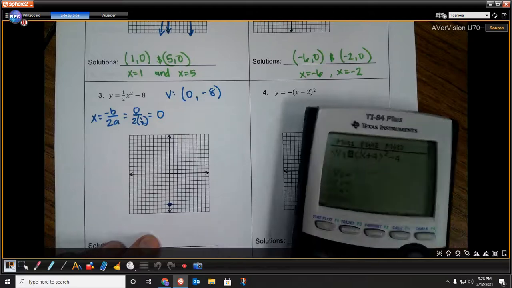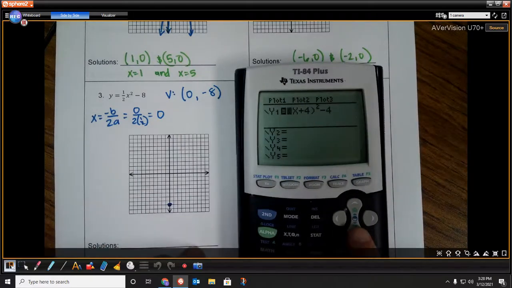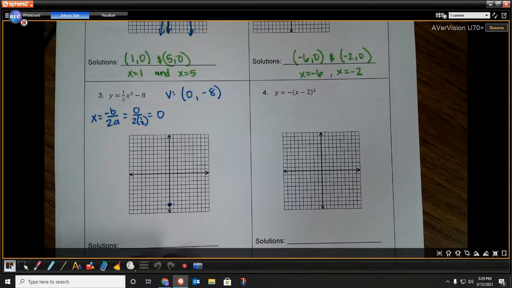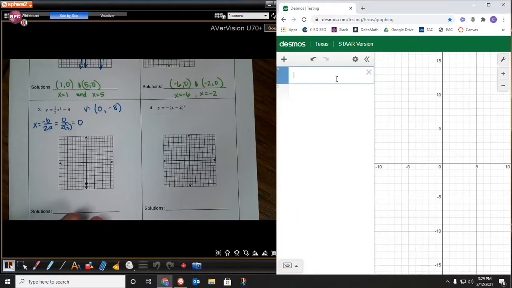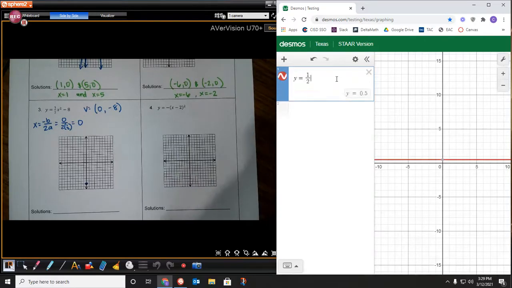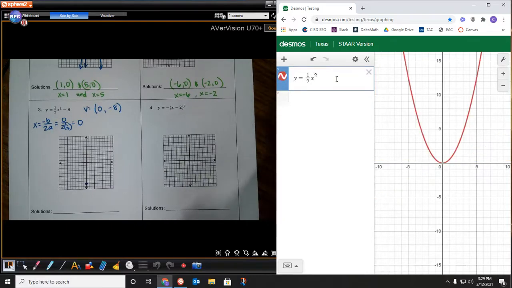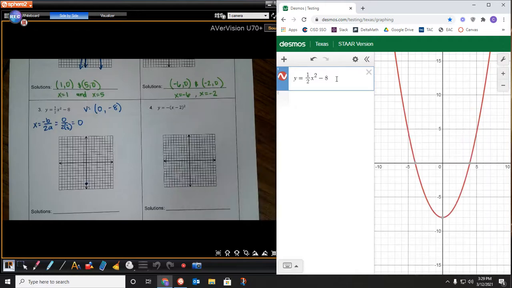And now what we see is, okay, y equals, let me clear that, 1/2 x squared. Oh, I said that I would do this on Desmos. So I'll go ahead and do that right now. If we wanted to do this on Desmos, we could type in y equals 1/2 x squared minus 8. And when we see that, we can see all these lovely little points.